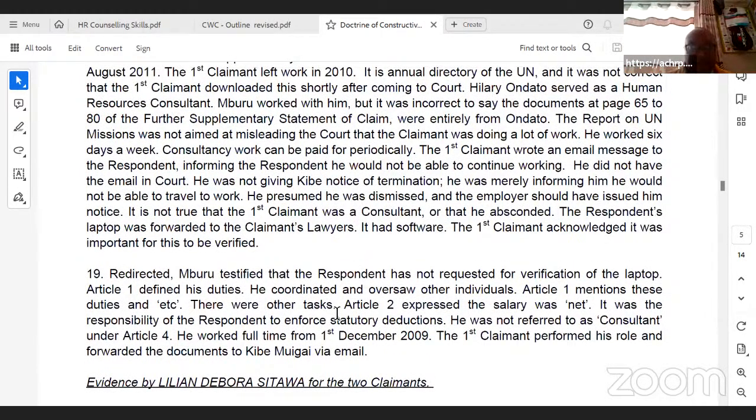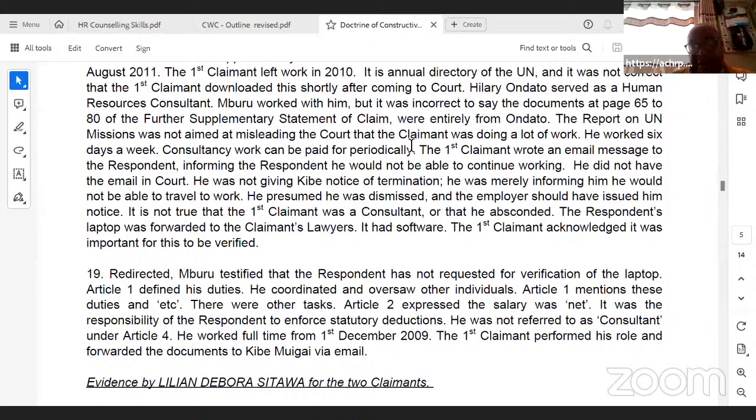Number one, constructive dismissal refers to a situation in which the employer's behavior towards an employee is so severe and intolerable that it leaves the employee with no choice other than to resign. Now, these two cases, number 237 and 239, they were later consolidated.